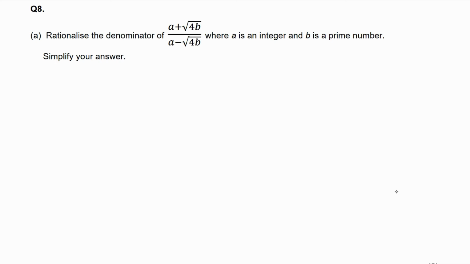Okay, so basically what you're going to do here is start by rationalizing. Rationalizing the denominator means that if you have A plus square root of 4B over A minus square root of 4B, we are going to multiply the numerator by A minus square root of 4B.